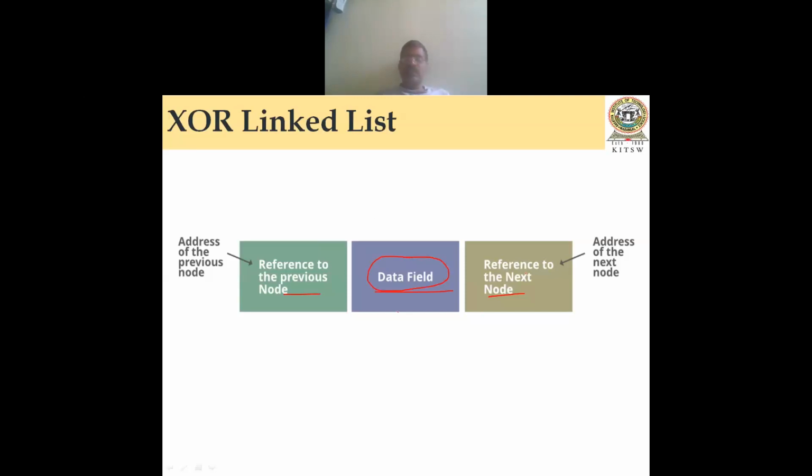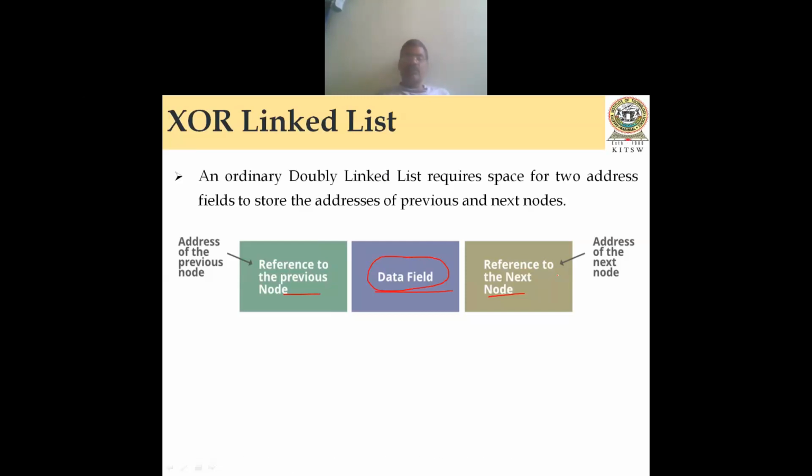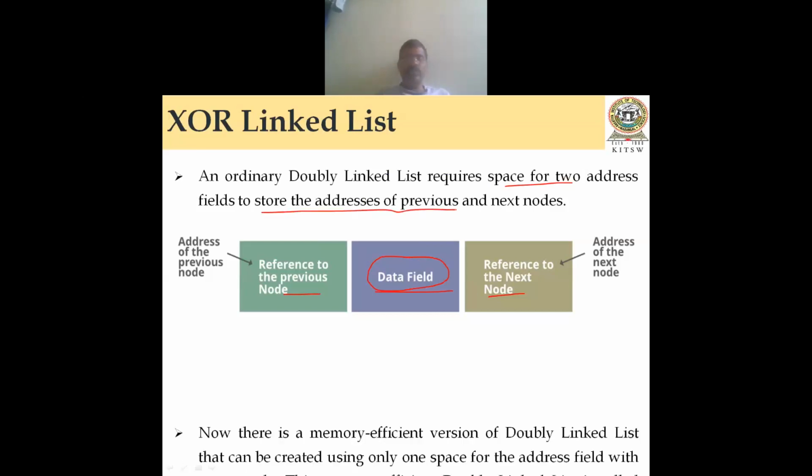Suppose we see this double linked list, because we are storing two link fields pointing to the previous and next nodes, a lot of memory is going to be used, not only for the data which we are going to store. So the ordinary double linked list requires space for two fields to store the addresses of the previous and next nodes.